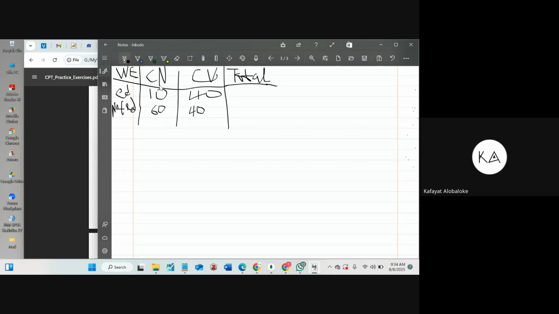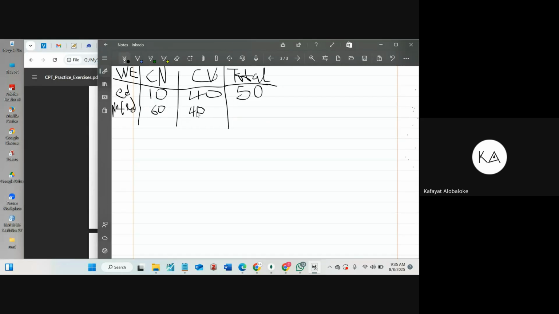The count of noun, given that the word is ending with ed, is 10, right? The count of verb, given that the word is ending with ed, is what? 40. Now, what's the total count of this part of speech, given that the word is ending with ed? Are you getting it? We have 50, isn't it?